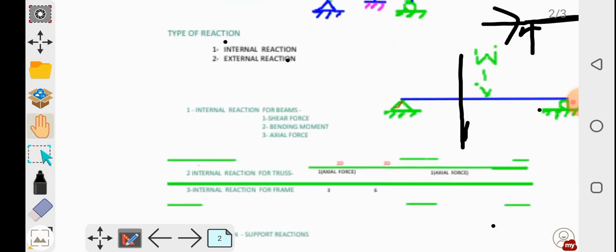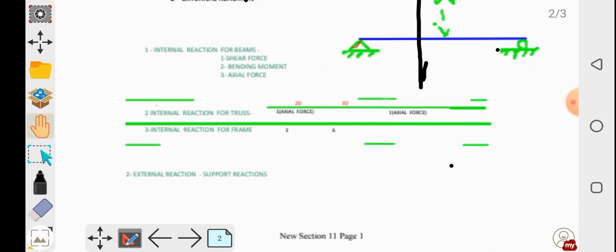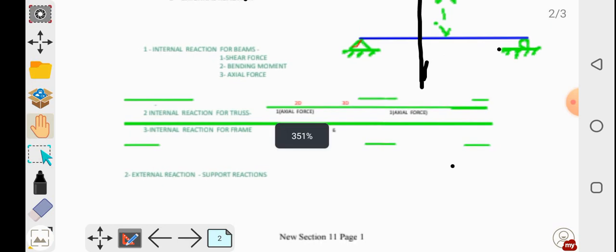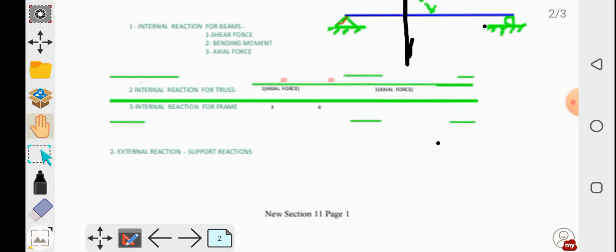I have prepared the same table for this. This is for the internal reaction for the truss in case of 2D and 3D. In case of 2D, there will be one internal reaction, the axial force, and also one internal reaction in case of 3D. Now for the frame, in 2D there will be three internal reactions: axial force, shear force, and bending moment. And in case of a 3D frame, there will be six internal reactions. Okay, that was the internal reaction.